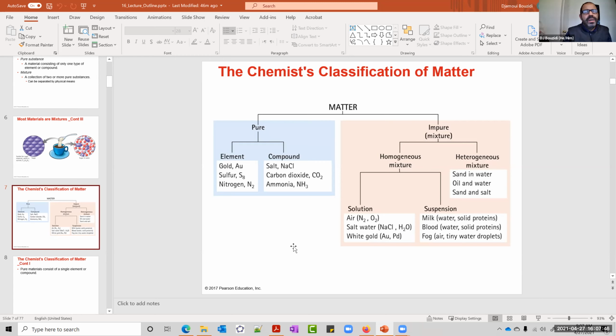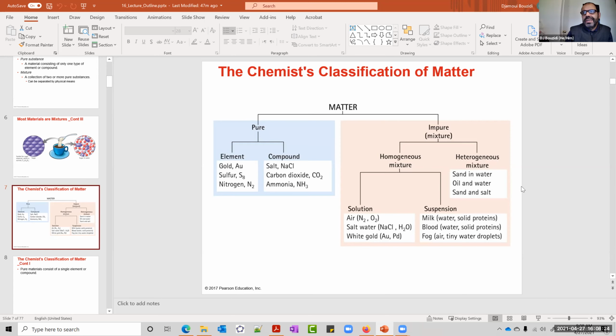Same thing with salt water. For example, throughout the entire ocean, you have roughly the same concentration of salt. The same thing applies for white gold, for example, okay? But you also have suspensions like, for example, proteins in water or in blood or in milk or in fog. That is also some sort of homogeneous structure because it's distributed uniformly throughout. In this case, you have solution and suspension. Both of them are examples of homogeneous structure.